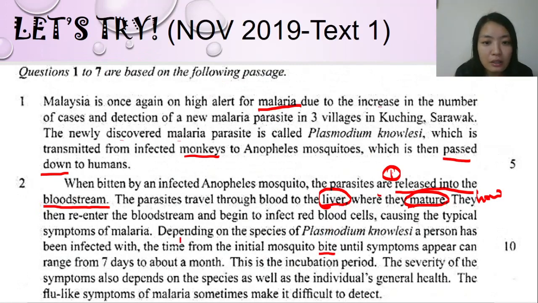Okay, so let's see here. Depending on the species. So again, the keyword here is incubation. The time, okay. I found it here. This is the incubation period.